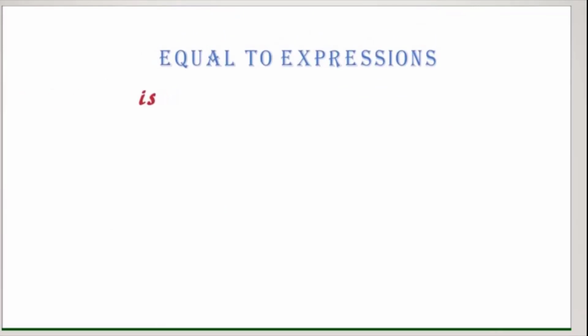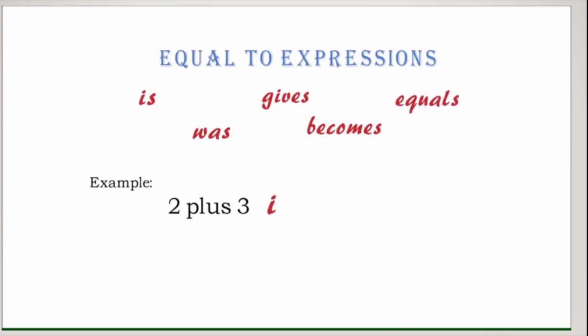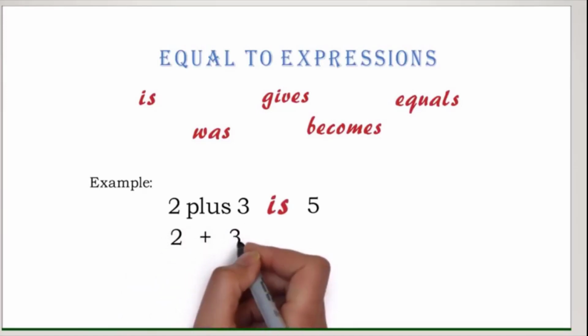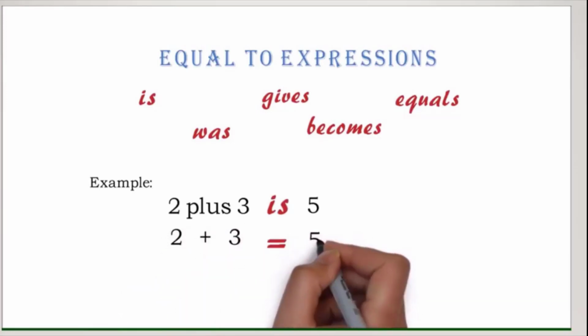Next, we look at expressions that imply equal to. 1. Is. 2. Was. 3. Gives. 4. Becomes. 5. Equals. So, if we have 2 plus 3 is 5, the "is" means equal to.